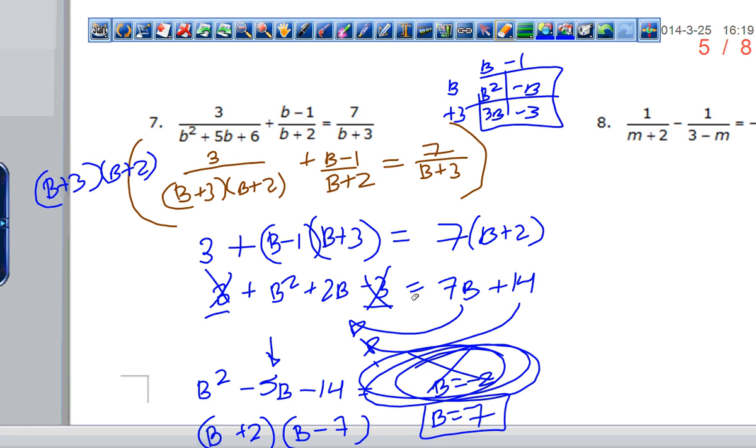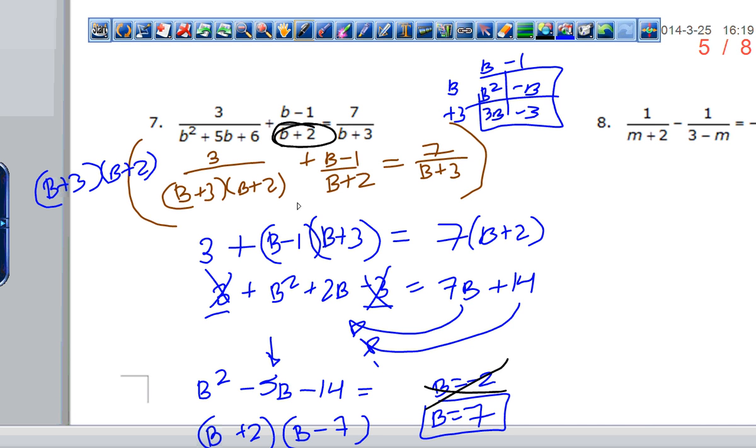That's what we're doing here. Then I move 7b over, move 14 over. I get this guy, b squared minus 5b minus 14. Then I factor that, and I get b plus 2, b minus 7. Then I set each part equal to 0. So I get negative 2 and 7. But as you can see, obviously we take negative 2 and put it in. If I take negative 2 and put it in right there, I get 0. Anything over 0 is undefined, so that does not work. I try 7. 7 works, 7 works, 7 works. So those are my answers.